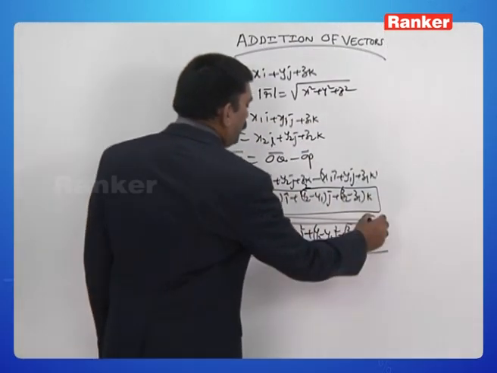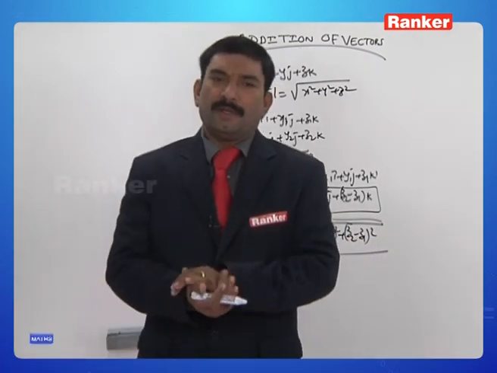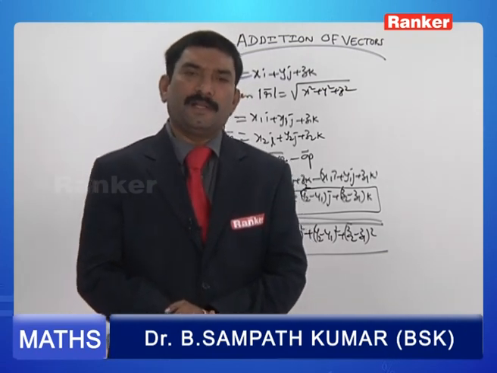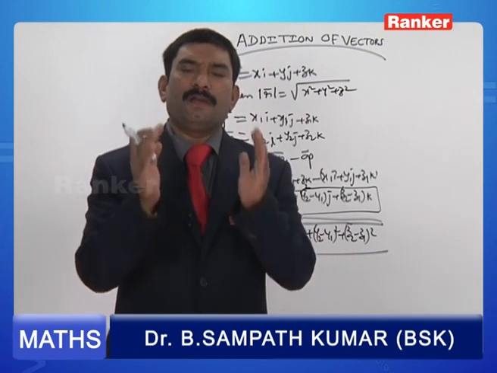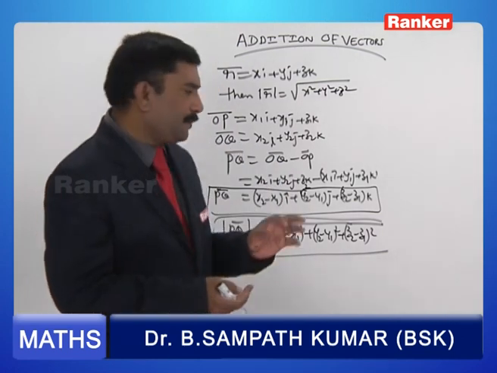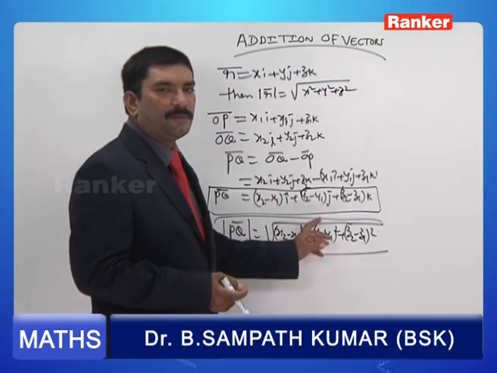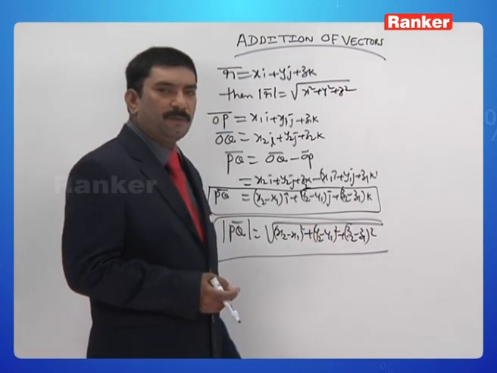When you are given the position vectors of two points, I can write that vector using the position vectors of its extremities. In that case, how do we find the magnitude or length of that vector? We came to know that. So the modulus of PQ bar is equal to the square root of x2 minus x1 whole square plus y2 minus y1 whole square plus z2 minus z1 whole square.